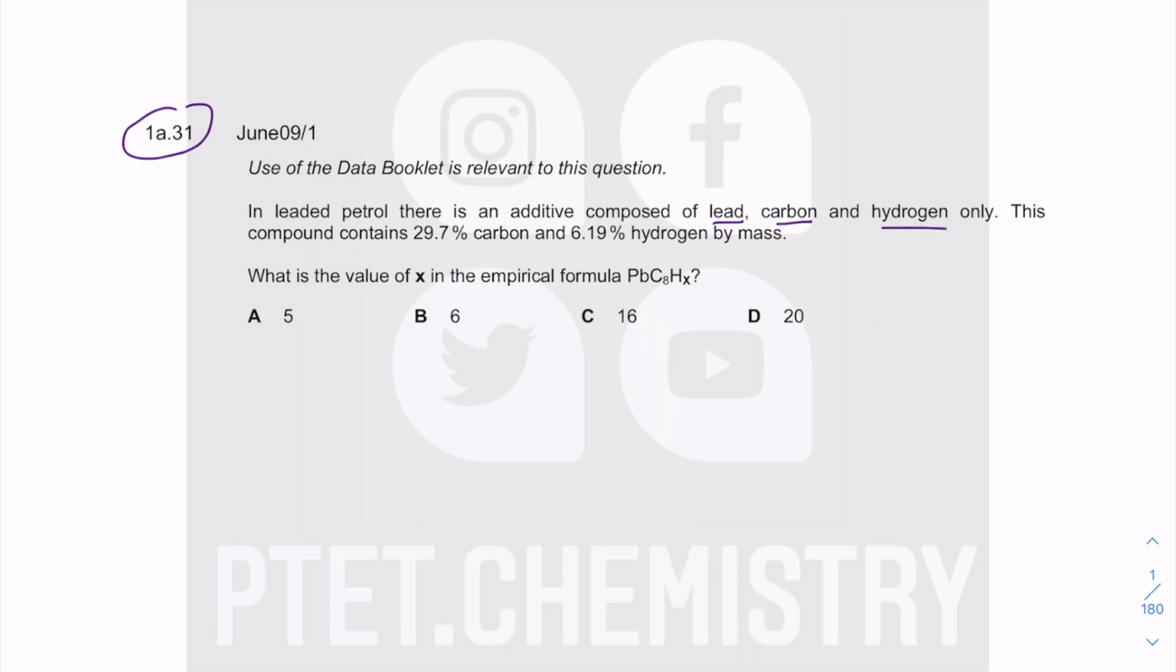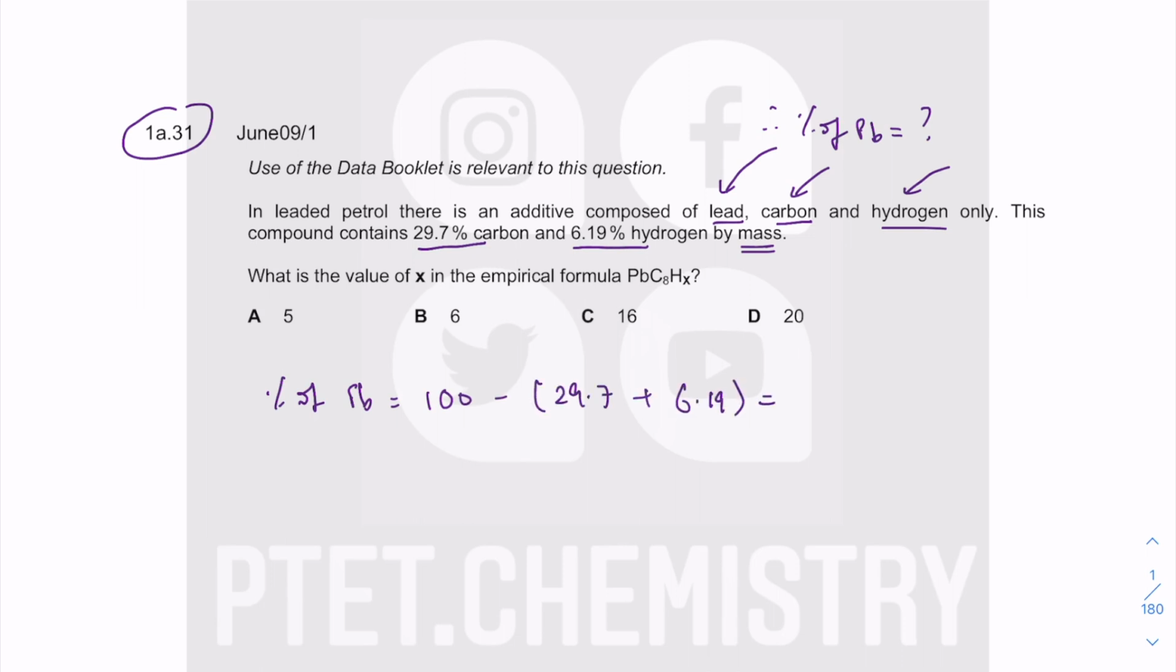This compound contains 29.7% of carbon, this much percentage of hydrogen by mass, and we know that it has lead, carbon and hydrogen. They give us the percentage of carbon and the percentage of hydrogen, therefore the percentage of lead would be equal to the difference taken away from 100%. So the percentage of lead will be 100 minus the percentage for carbon and the percentage for hydrogen. Be very careful of your use of brackets because it's very easy to make mistakes like that.